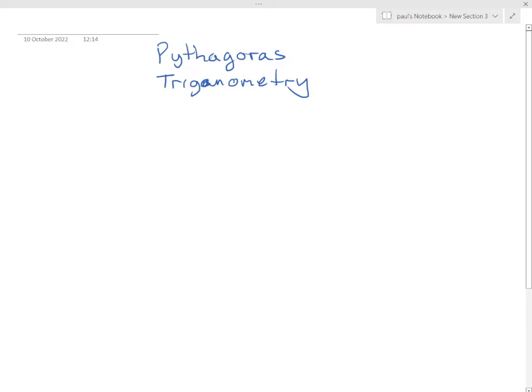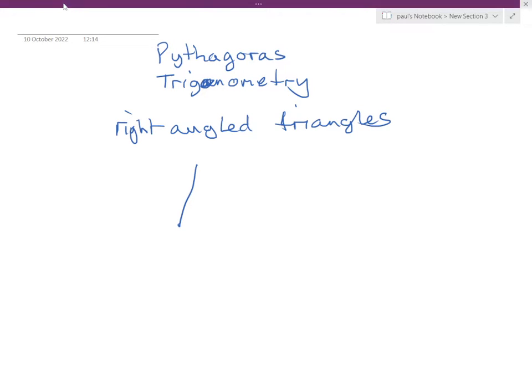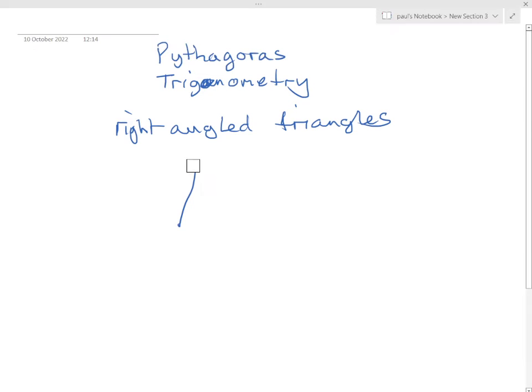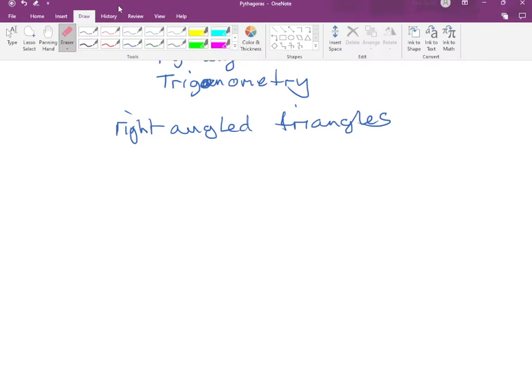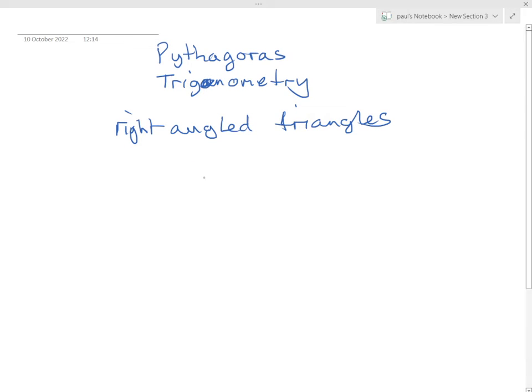Yeah, trigonometry. Okay, right. Now, first of all, do Pythagoras. Everything is to do with right angled triangles. Now, first of all, here is, no, that's not a right angled triangle, is it? That's just a slopey line. Now, a right angled triangle is there, there, there.